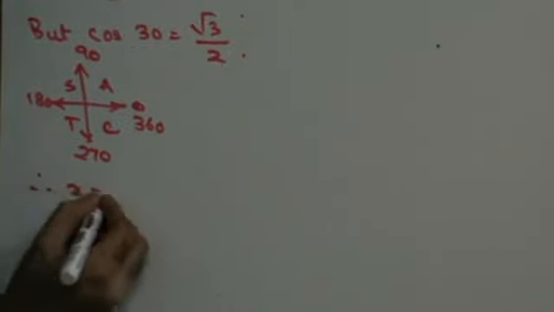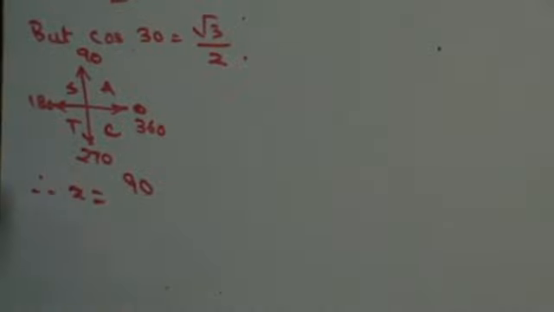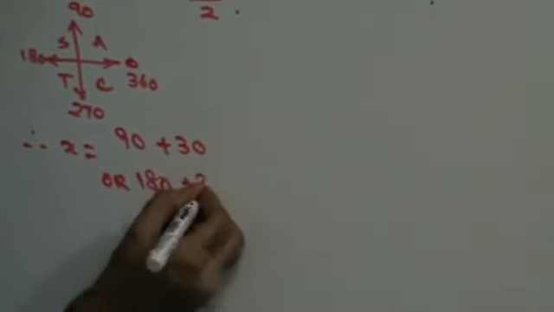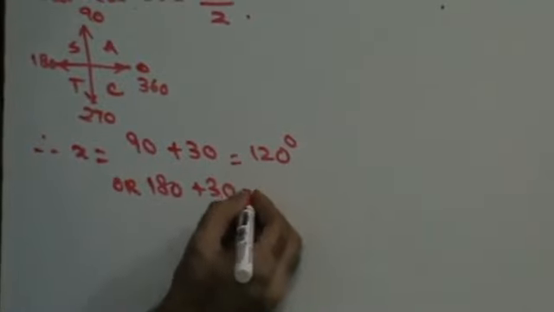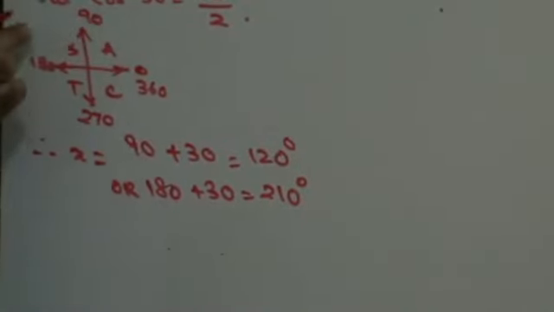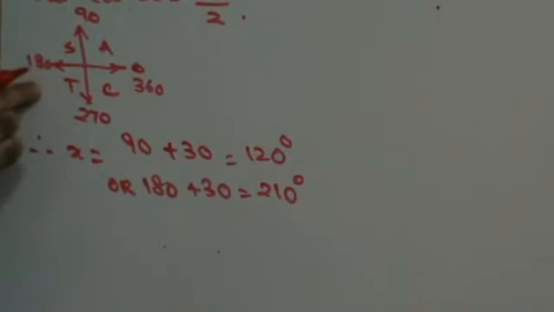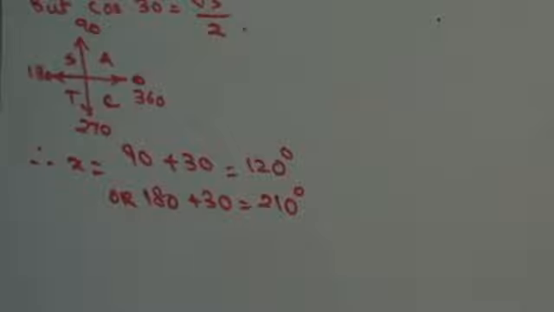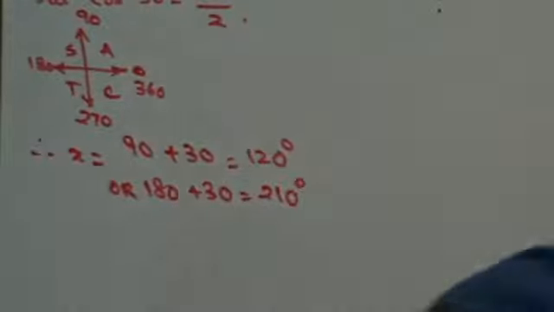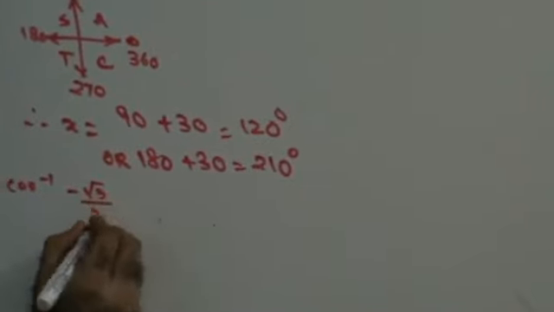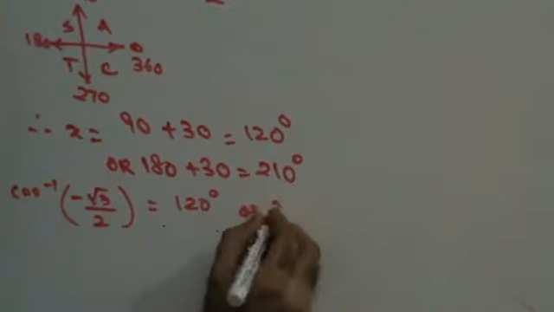So x, second quadrant starts from 90 degrees, or third quadrant starts from 180 degrees. We said that cos 30 is root 3 by 2. So this is 90 plus 30 or 180 plus 30, so 120 degrees or 210 degrees. Do we understand this? If you get a negative answer, first find out the quadrants in which the given value will be negative. If it is negative in the second and the third quadrant, write the starting point of those quadrants plus the angle. So cos inverse of negative root 3 by 2 is 120 degrees or 210 degrees.